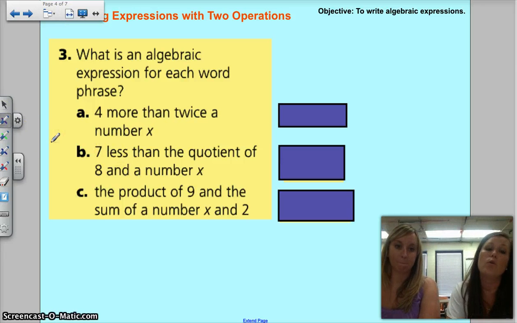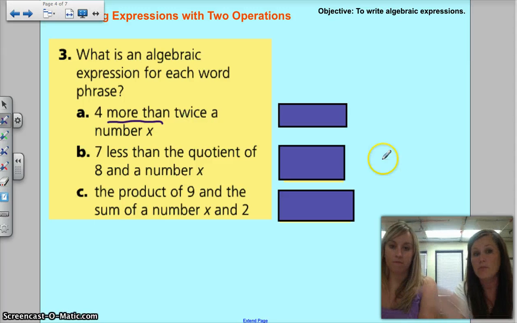A says 4 more than. Okay, so I'm going to underline that keyword. First of all, it tells me that 4 is going to go at the end. So it's going to be plus 4 at the end. Twice a number x. 4 more than twice a number x.